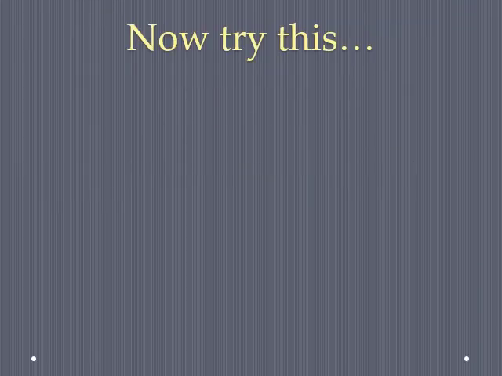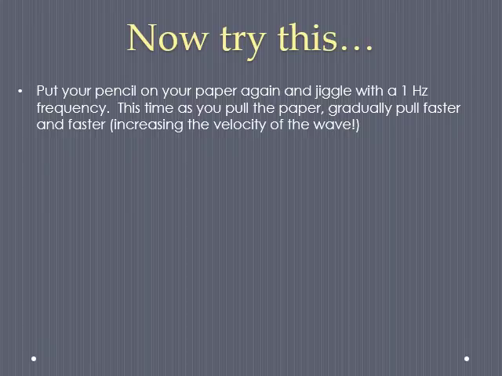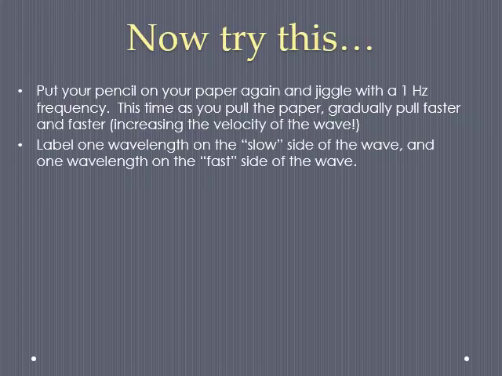Now let's try one more little experiment. Put your pencil down on the paper again and start jiggling with your 1 Hertz frequency. This time, don't change the frequency of your jiggle, but as you pull the paper, you should gradually pull faster and faster and faster. In other words, you're sort of increasing the velocity of the wave. Once you've got your wave drawn, you can label one wavelength on the slow side of the wave and one wavelength on the fast side of the wave, so you can compare what you see when the wave was moving slow versus when the wave was moving fast.